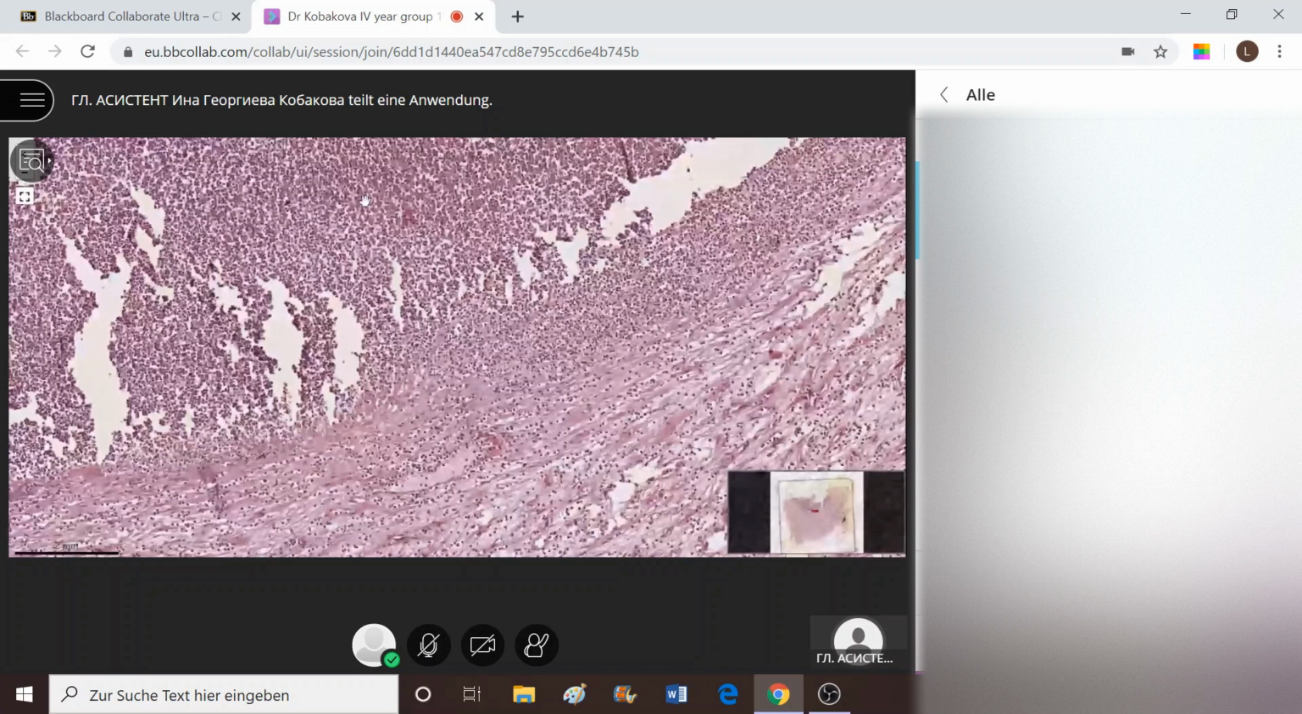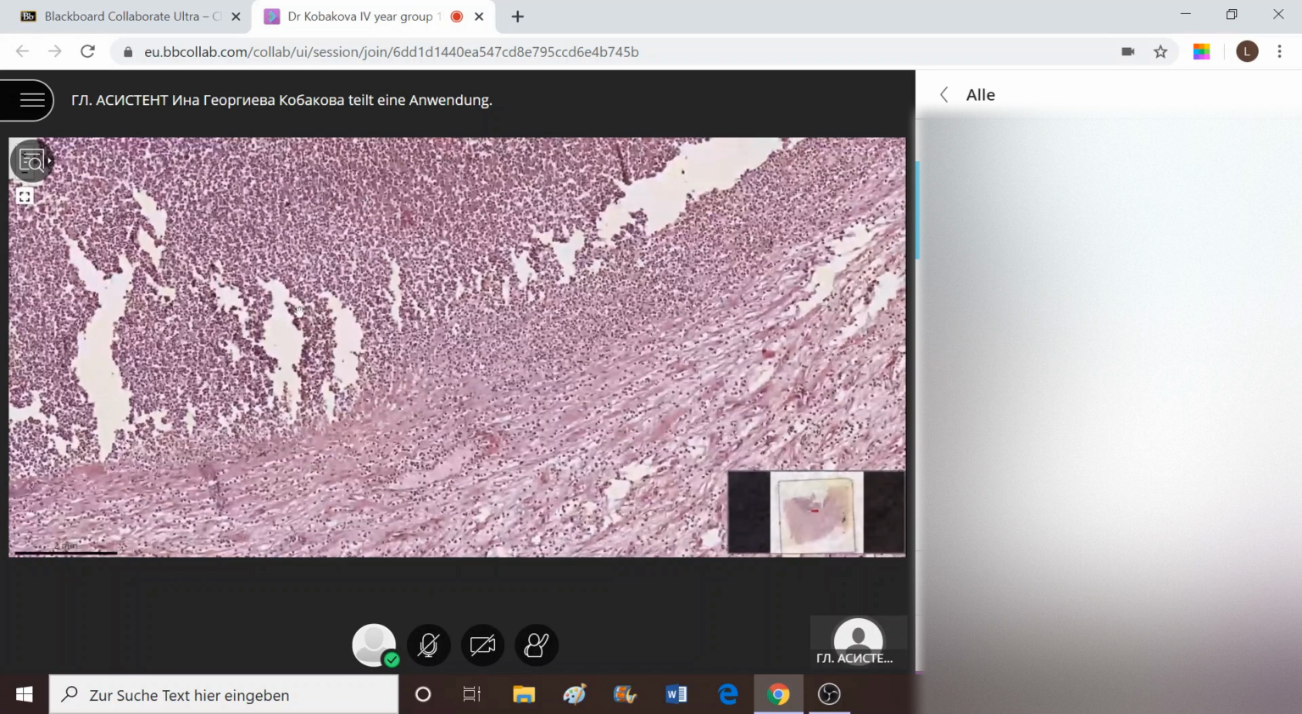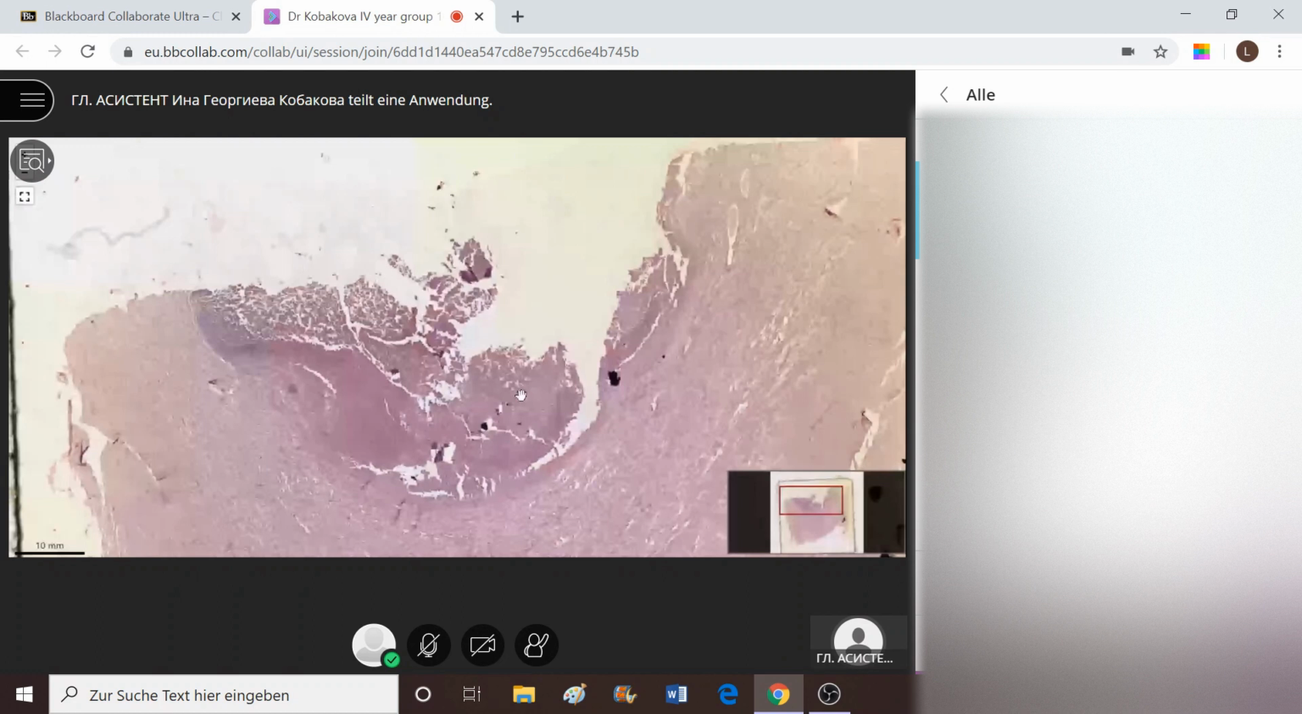Necrotic and debris structures are observable inside. And pretty much that's all. Now, you will be asked, what is the pathogenesis? Definitely, it could be a bacterial one because we have neutrophilic inflammation, which is acute.